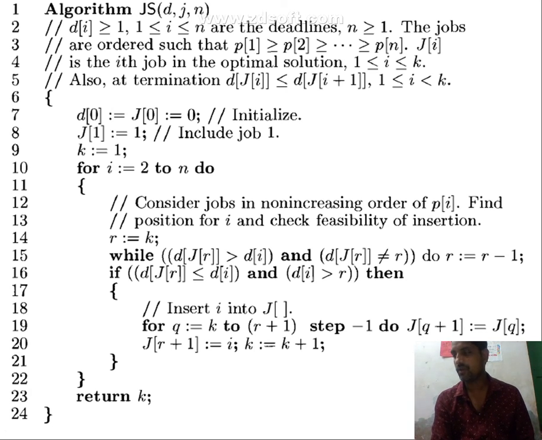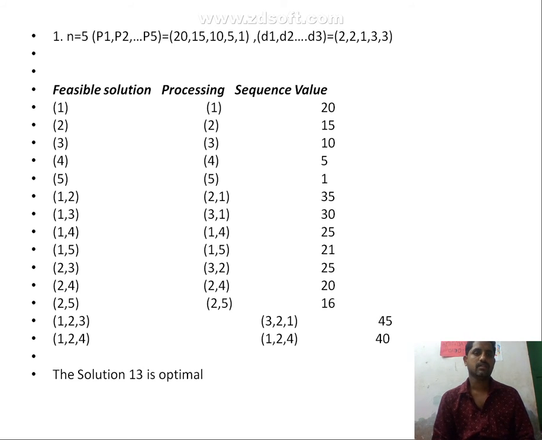We also have another algorithm, the greedy algorithm: J equals 1, then for I equal to 2 to N, if all jobs in J union I can be completed by their deadlines, then J equals J union I. Likewise, you have to implement it for the job scheduling algorithms.